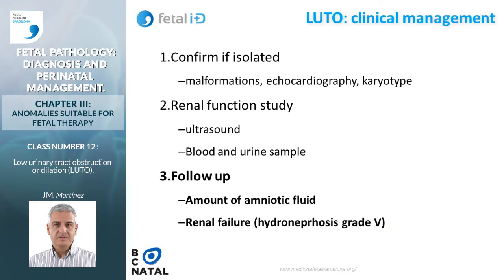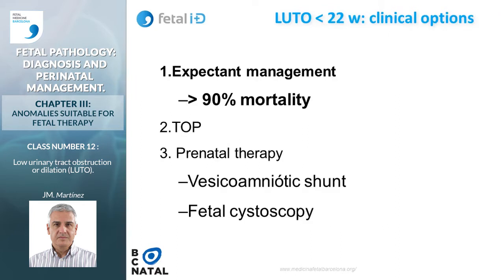Finally, we have to do a follow-up. Once we rule out the associated anomalies, once we have evaluated the renal function, and by ultrasound we think it's normal, in every follow-up we have to assess the quantity of amniotic fluid and the possible renal failure due to the progressive hydronephrosis. The clinical options are, first, the expectant management.